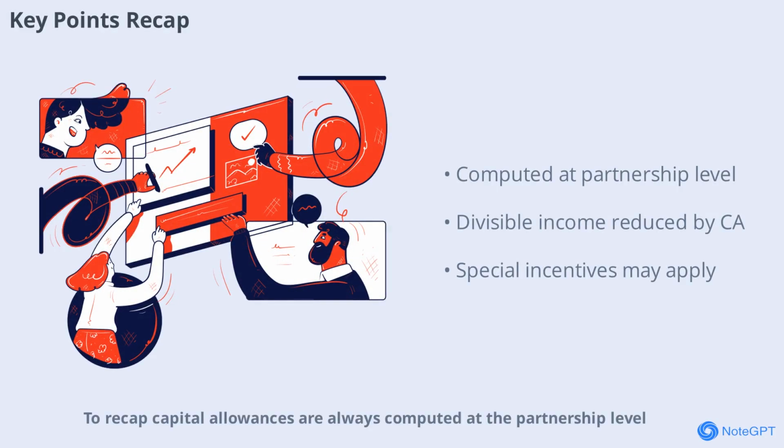Recap: capital allowances are always computed at the partnership level, not by individual partners. The divisible income is reduced by the total capital allowances before being allocated. Partners share profits after the deduction and drawings are not affected.